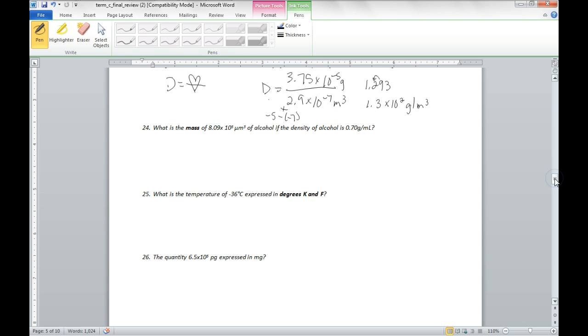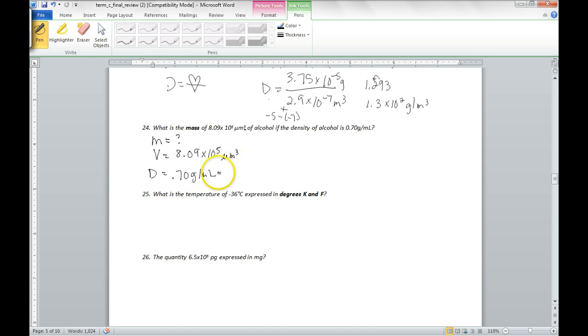Next one is, what is the mass of 8.09 times 10 to the 5th micrometers cubed of alcohol if the density of alcohol is 0.70 grams per milliliter? So the first thing I like to do, when you're looking at these problems, is let's look at our mass. We don't know our mass, that's what we're trying to find out. Next we have our volume. I already know it's a volume because it says it's cubed right there. So it's going to be 8.09 times 10 to the 5th micrometers cubed. And then our density is equal to 0.70 grams per milliliter.